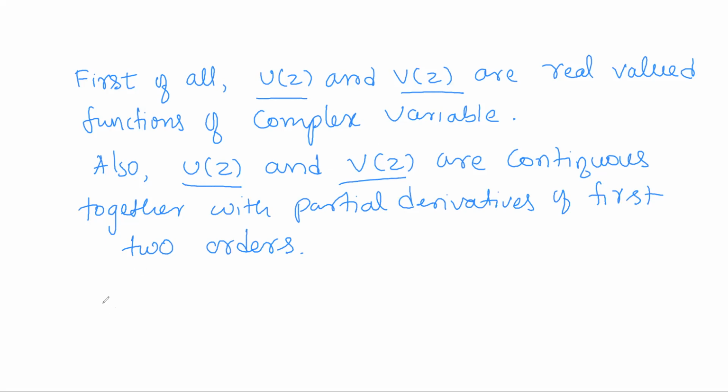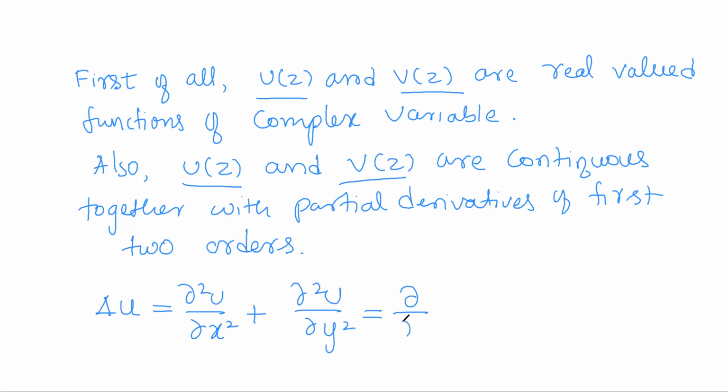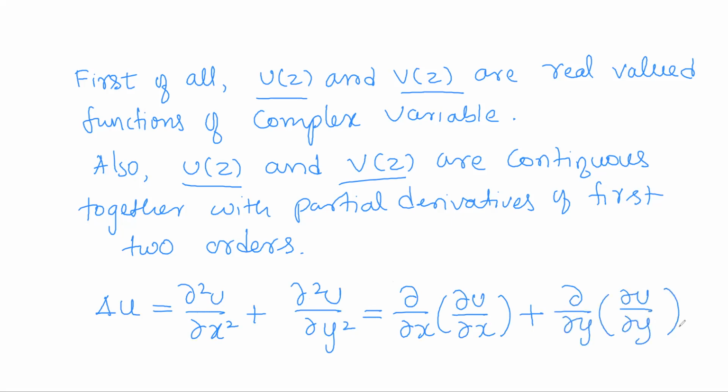Now to say u and v are harmonic functions, it just remains to verify Laplace equation for both. So first consider Laplace equation with respect to u, which is dou square u by dou x square plus dou square u by dou y square. So dou square u by dou x square can be written as dou by dou x of dou u by dou x. And similarly, dou by dou y of dou u by dou y gives dou square u by dou y square.